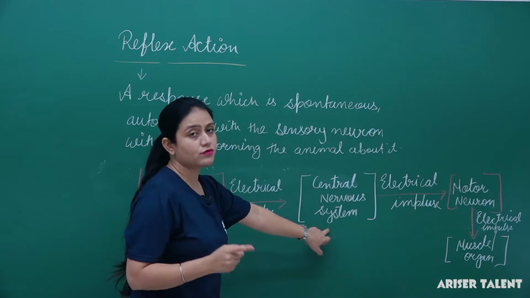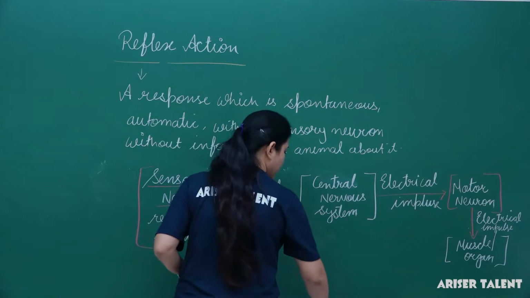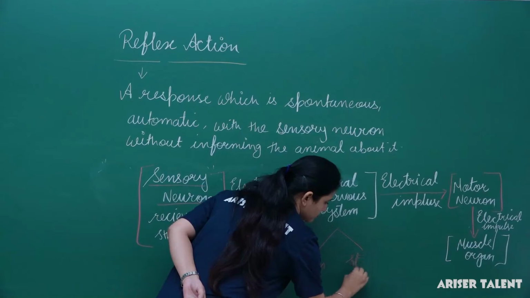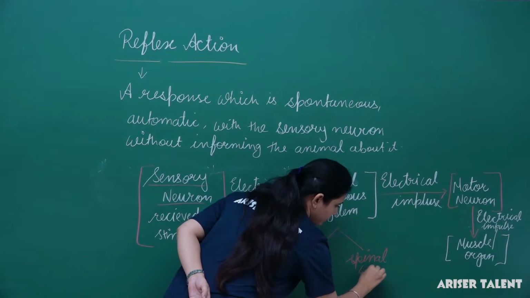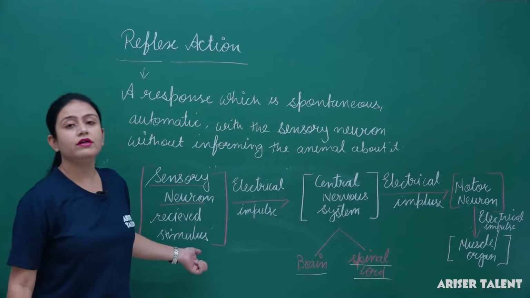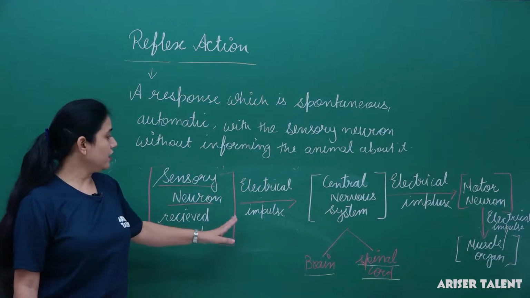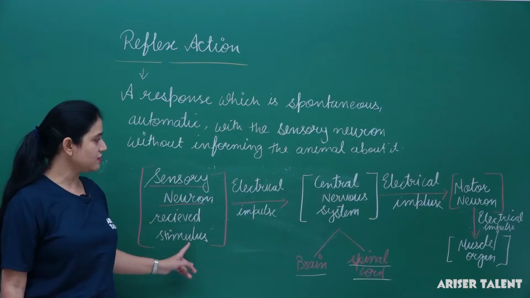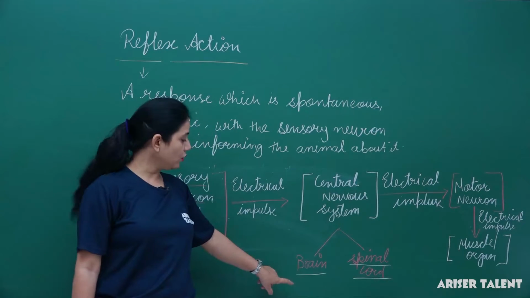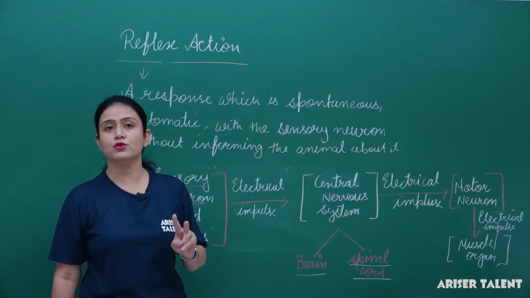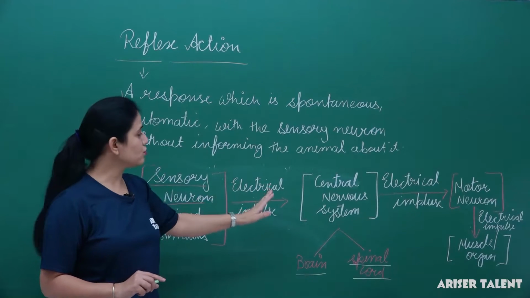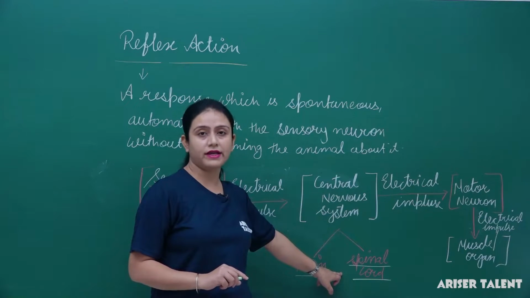What are the parts of the central nervous system? Generally the parts of the central nervous system are the brain and spinal cord. But the thing here is that the stimulus, in the form of an electric impulse, passed from the sensory neuron to the central nervous system goes only to the spinal cord. It does not go to the brain. Do you know why? There is a reason behind it.